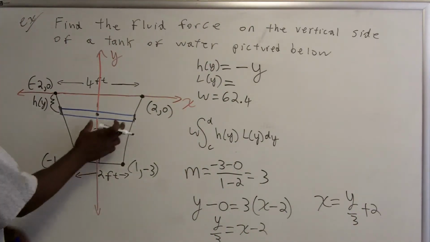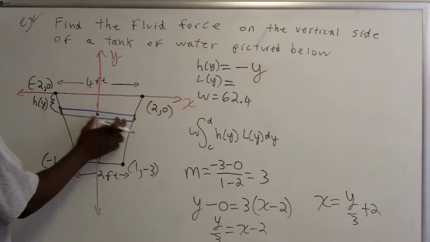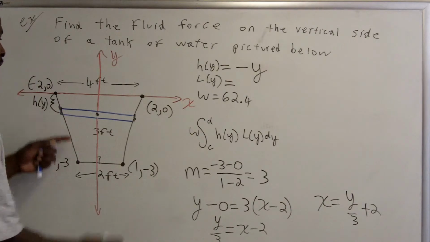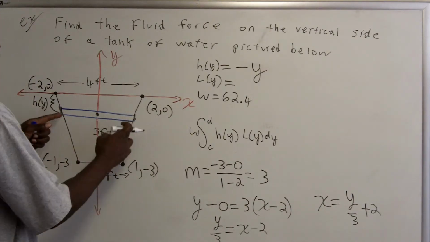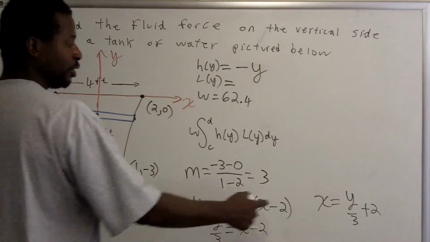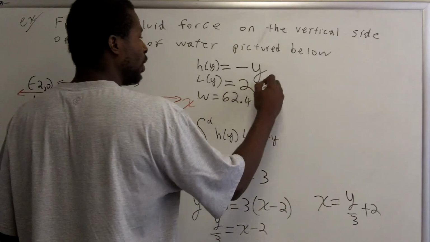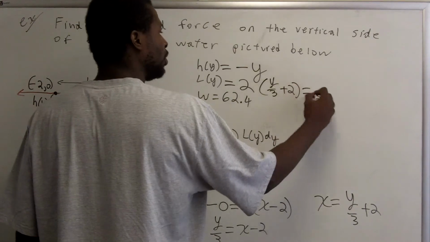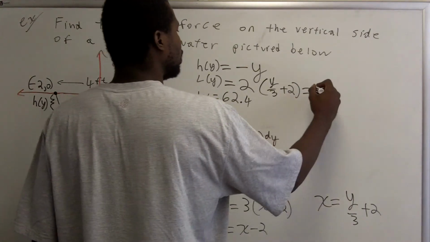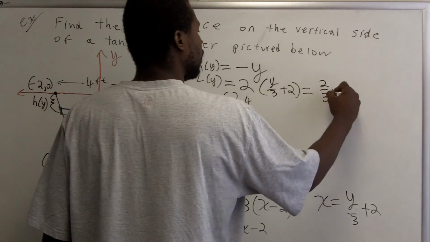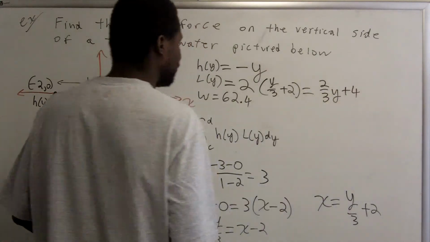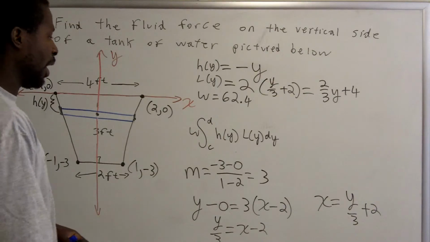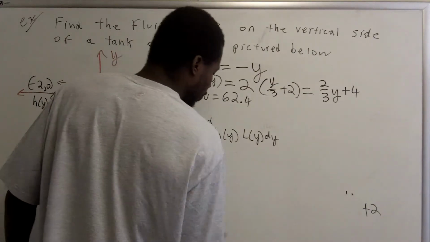And because it's actually symmetric, the length of the region at y is just going to be 2 times this x value, 2 times y over 3 plus 2, which is going to be 2/3 y plus 4. So there I have everything I need, and I'm going to calculate the fluid force.